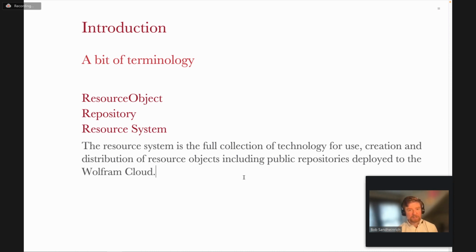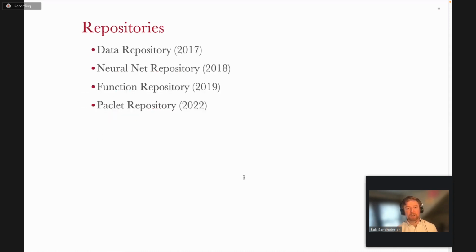All right, so that's what we're talking about today. So what are the repositories that we have? These are the four big ones that are publicly announced and user accessible. The resource system itself is about 5 years old, and the first repository we made was the Data Repository. Since then we've had the Neural Net, Function, and Paclet Repositories released, announced and made available. The Paclet Repository is the newest, and it came out about a couple of months ago, when we opened it up to content from any developer.